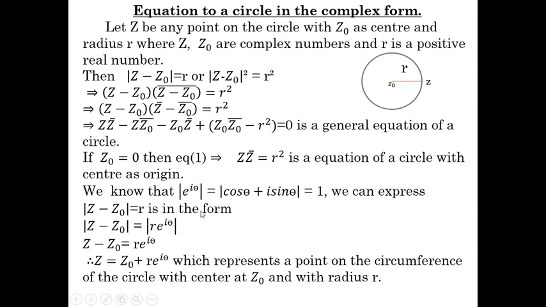Therefore, we can also express mod of z minus z0 is equal to r. That is, z minus z0 is equal to modulus of r into e power i theta. Hence, z minus z0 is equal to r into e power i theta. Take z0 this side, we get z is equal to z0 plus r into e power i theta, which represents a point on the circumference of the circle with center as z0 and radius as r.